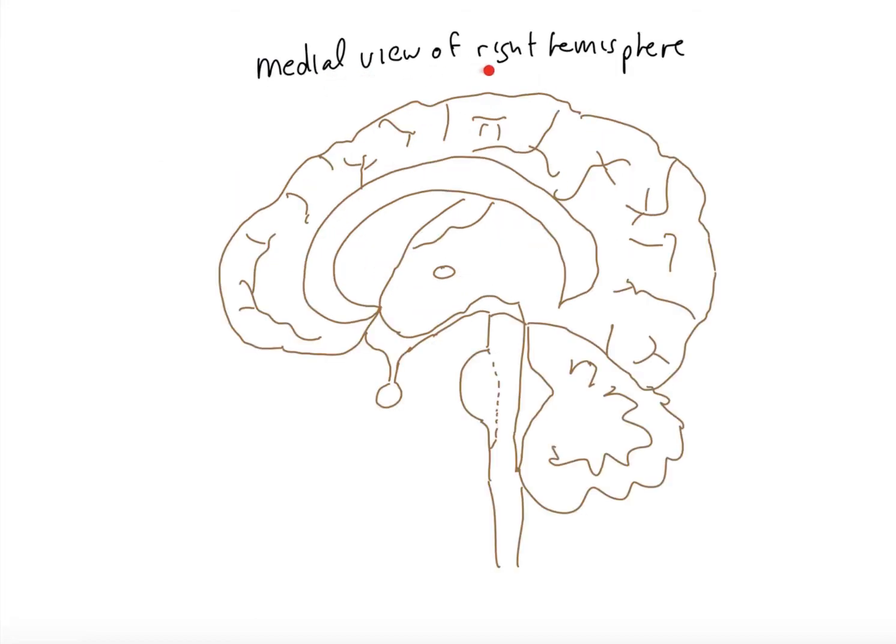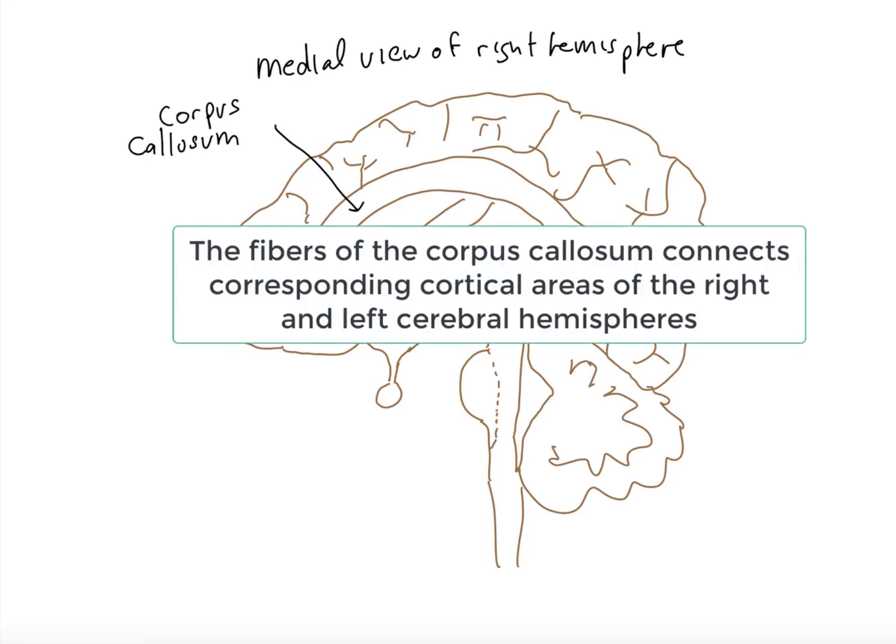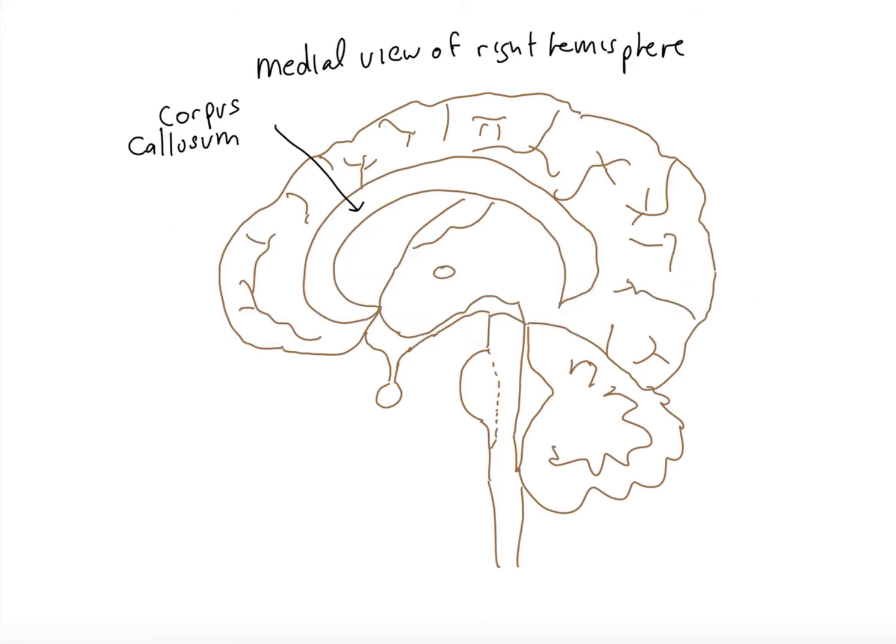We're going to start labeling these parts. And we'll start with this structure right here, which is called the Corpus Callosum. And the Corpus Callosum is responsible for connecting the corresponding cortical areas of the right and left cerebral hemispheres. Now, we can look at the thalamus, which is located right about here.